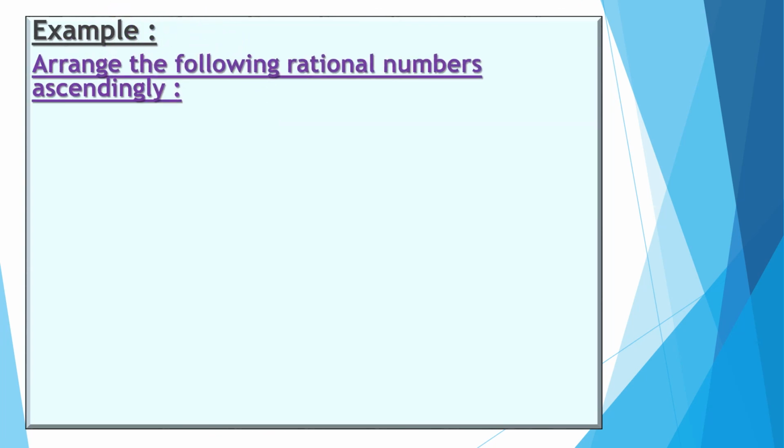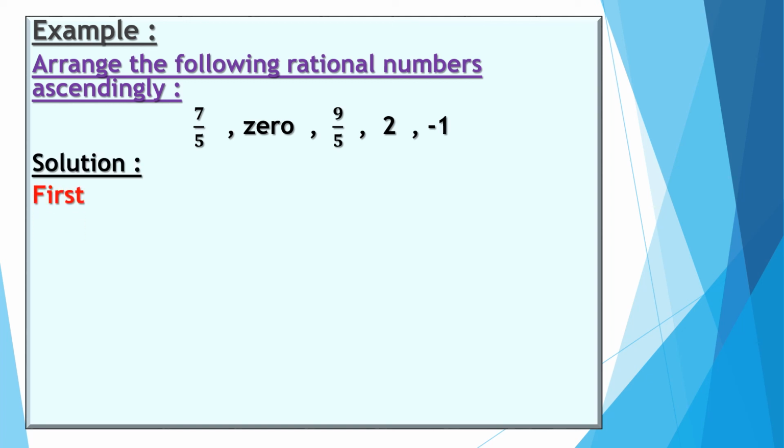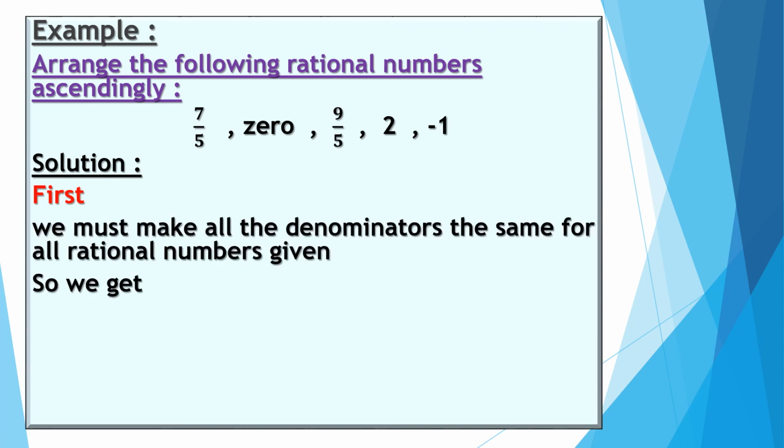Arrange the following rational numbers ascendingly. We have 7 over 5, 0, 9 over 5, 2, and negative 1. Before we arrange those numbers, we must make the denominator the same for each number. It will be 7 over 5, 0 over 5, 9 over 5, 2 will be 10 over 5, and negative 1 will be negative 5 over 5, like that.